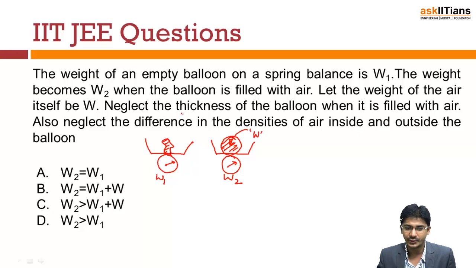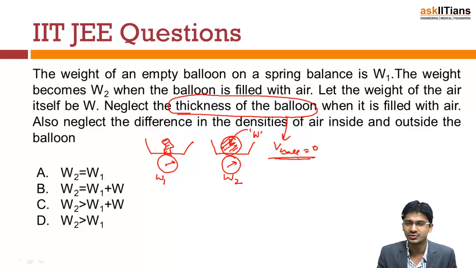Neglect the thickness of the balloon. You have to neglect the thickness of the balloon. What does it mean? It means that the volume occupied by this is 0. The volume of the balloon is 0, because you have to neglect the thickness. When it is filled with air, also neglect the difference in the densities of air inside and outside. Both are the same. The density of air is the same. What is the relation between W2 and W1? Initially, W1 is simply the weight of the balloon.